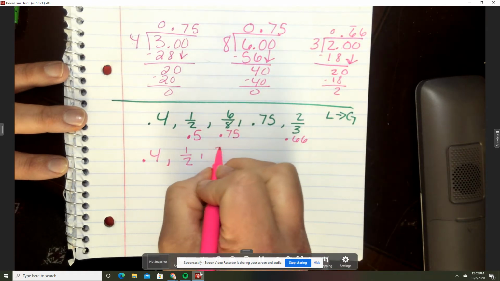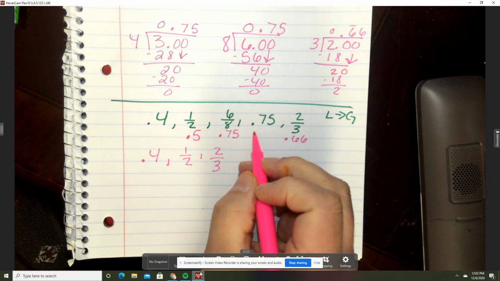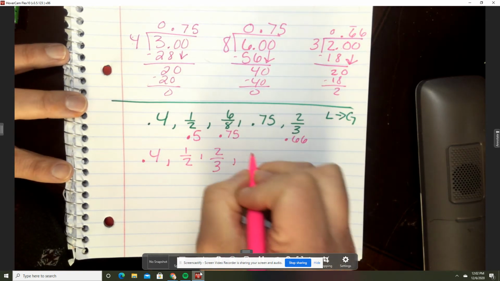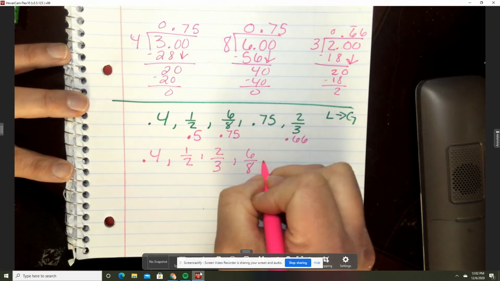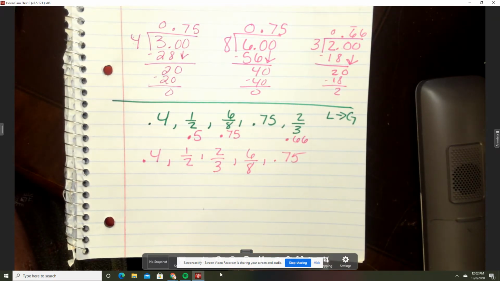Then 2/3. Now I have two 25/100ths. It doesn't matter which one you put first because they are the same. Okay. All right. Let's go back to our list.